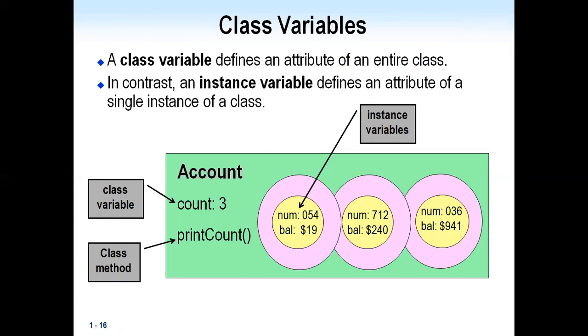Already we discussed what is meant by variable. A class variable defines an attribute of the entire class, and instance variables define attributes of a single instance of a class, that is, an object. Here, Account is one class, and the class members are count, a variable, and print count, a method. The instance variables are number and balance, for the first object, the second object, and the third object.